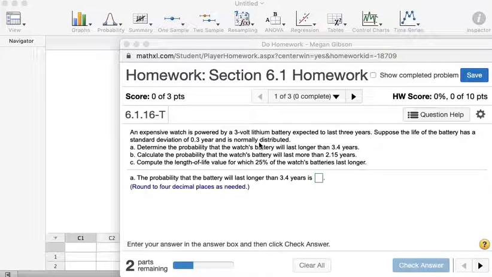In this video, I'm going to show you how to use Minitab Express to find normal probabilities. We're going to do this homework problem as an example.